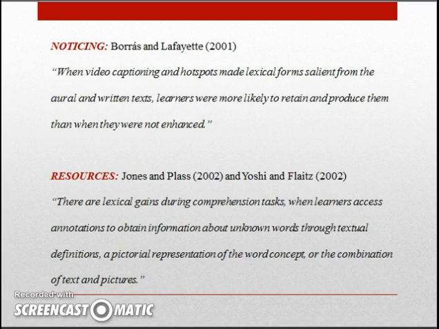New lexical items in the website are also presented with a definition and visual aids, as recommended by Jones and Plass and Yoshii and Flaitz. They mention that there are lexical gains during comprehension tasks when learners access annotations to obtain information about unknown words through lexical definitions, a pictorial representation of the word concept, or the combination of text and pictures. Private English Portal offers an opportunity to visualize both the word, the definition, and in some occasions, pictures or visual aids that help learners to understand.